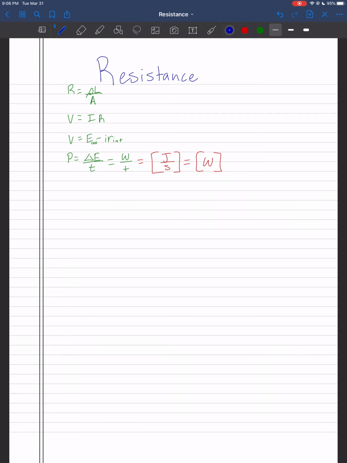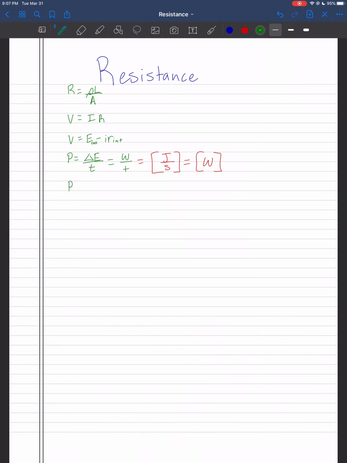So basically, power is the amount of energy being transferred, or work done, over a certain amount of time, right? Or per second, maybe I should say. Well, no, it's to time. So it's a ratio basically. So keep that in mind.